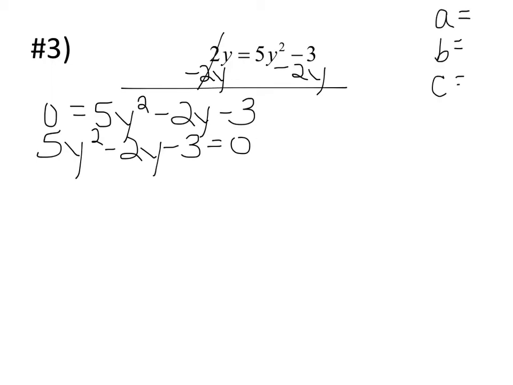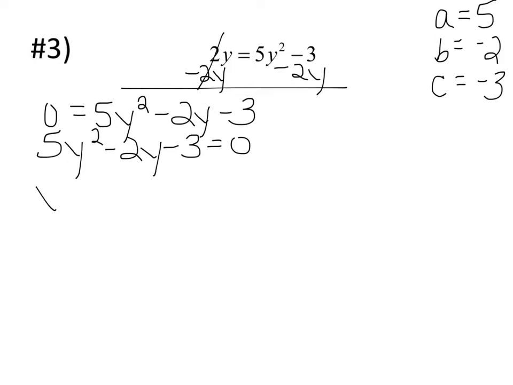Now off to the side here, I'm going to write a, b, and c. A is my coefficient with your squared variable. B is your coefficient with your variable. And c is your constant. Make sure you are taking your signs with your number. So this is negative 2 and this is negative 3. Be very careful there. Now we're going to plug into the quadratic formula, which again, negative b plus or minus the square root of b squared minus 4ac all over 2a.